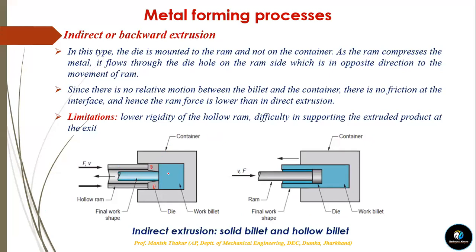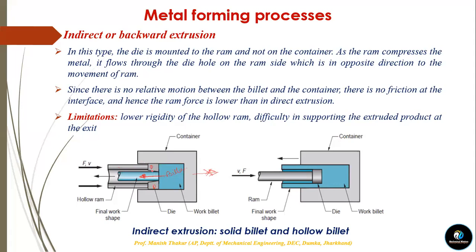This is attached to the ram here, and this is the billet or work material, right? So what will happen whenever you are going to push the material? The metal will flow in the backward direction. Clear to everyone? The metal किधर flow करेगा? Forward direction नहीं, क्या करेगा? Backward direction में metal will flow here, right?